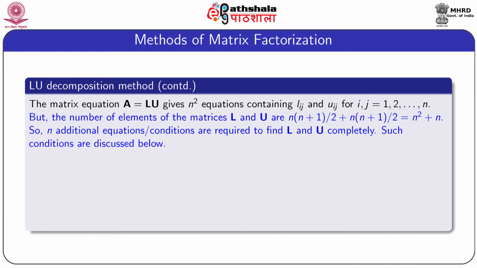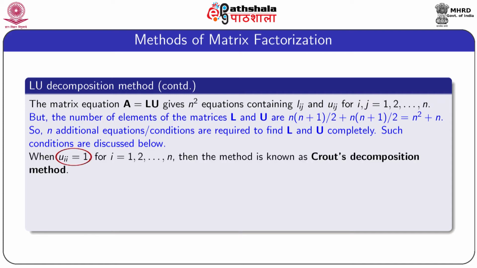But the number of elements of the matrices L and U are n into n plus 1 by 2 and n into n plus 1 by 2. That means the sum of this number of elements is equal to n square plus n. So n additional equations or conditions are required to find completely the matrices L and U. Such conditions are considered below.